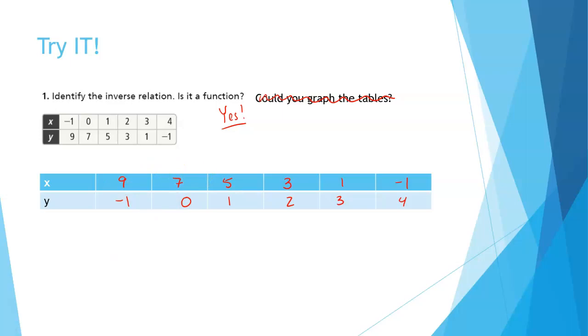And then the question is, is this new relation a function? So is the inverse a function? And yes, it is, because you notice each value for x has its own unique value for y. It has its own output. So that's the most basic way that we can look at these: if we have a table of values, we can just swap the x's and y's.